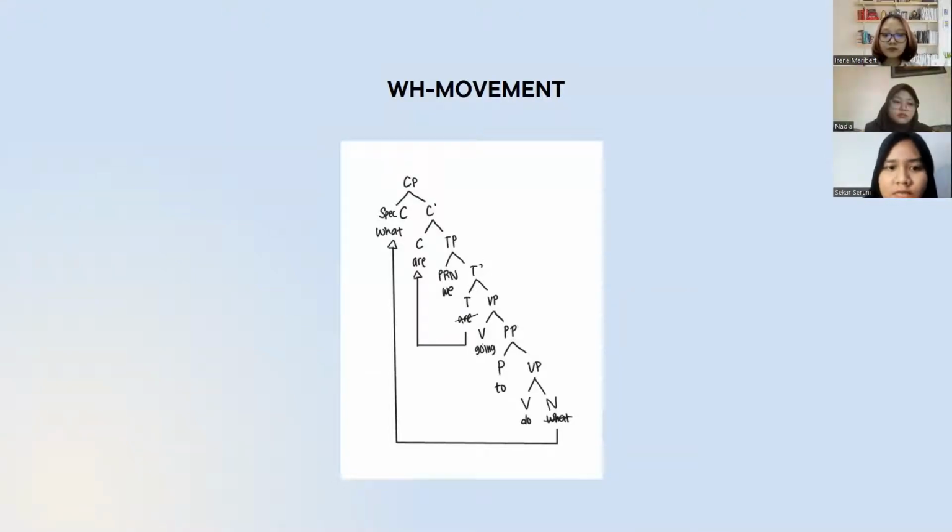You can see the word are is moving from the head position of T to the head position of C bar. The second one, as you can see, is the word what, move from the pronoun position of preposition phrase to the head position of specifier C of CP to type CP as interrogative clause. The second sentence will be analyzed by my friend Iren.